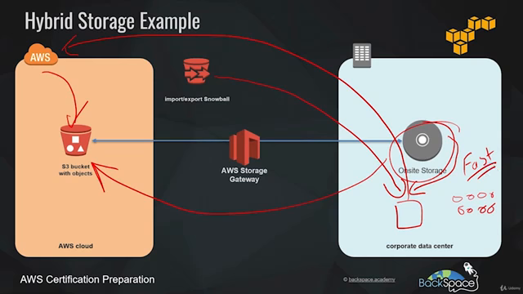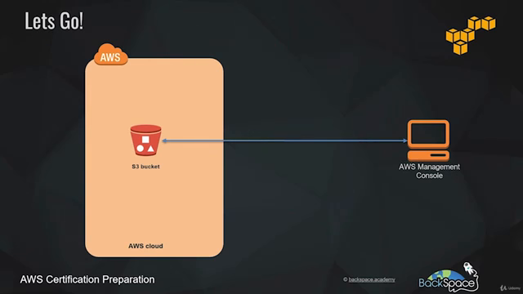Let's have a go at using the Amazon S3 service. What we're going to do now is use the AWS Management Console to connect into the AWS cloud. Then we're going to create an Amazon S3 bucket, upload files to that bucket, and download files from that bucket. Finally, we're going to empty and delete that bucket.